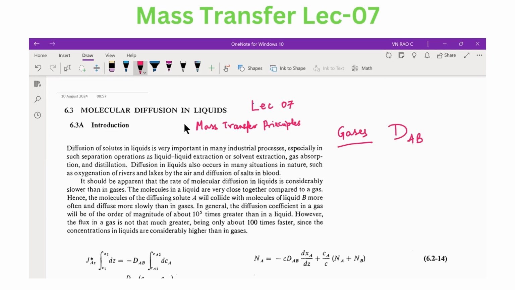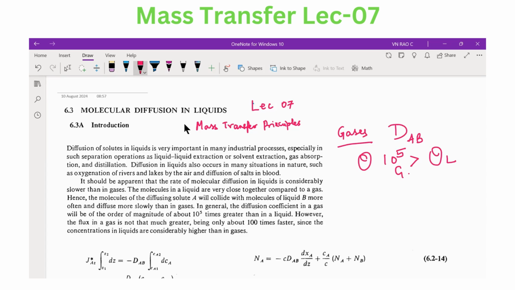Diffusion coefficient in a gas will be of the order of 10 to the power of 5 times greater than that of diffusion coefficient in the liquid. The flux in the gas is not that much greater, the flux is only 100 times faster, but diffusion coefficient is what is very important to us. Because in the liquids, the molecules will be intact, right?